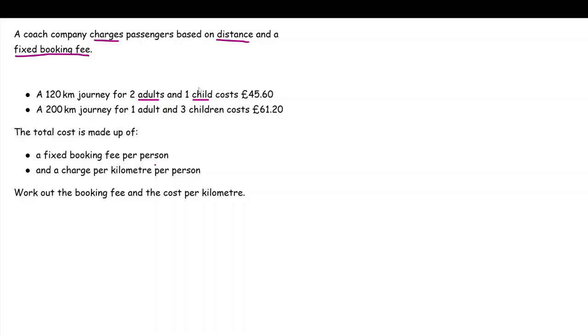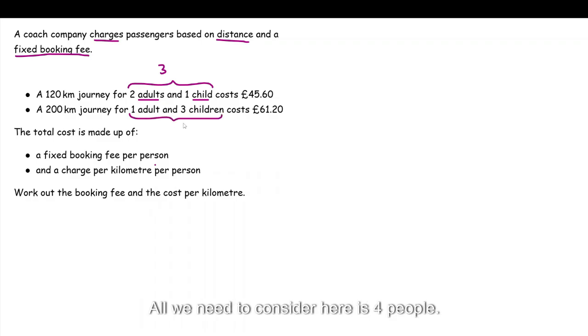But this particular question very clearly says the charges depend on distance and a fixed booking fee. So here, all we need to know is that there are one adult and three children. All we need to consider here is four people. This is one of the places where many students kind of muddle up this question. So let's have a look.